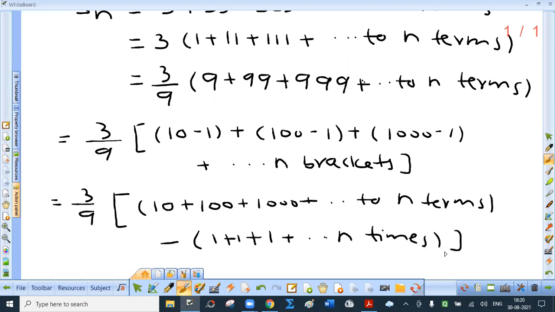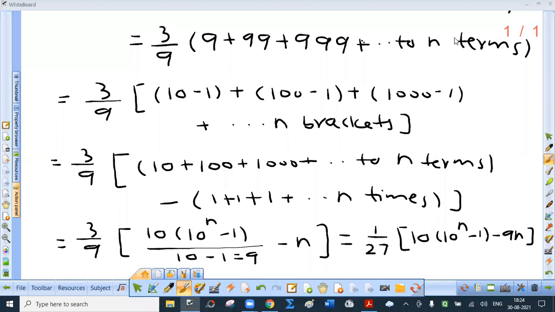Now each sum can be obtained. Why? 1 + 1 + 1 n times is what? n. There is a ready-made formula. These terms are in GP with first term 10, and what is the common ratio? 100/10, that is 10 only. In the exam, it is better if you mention this. In fact, if you want full marks, and everybody wants full marks, then you have to mention that these terms are in GP with a equal to 10, r equal to 10. That is why this one.